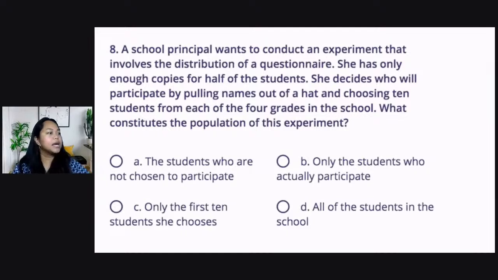Okay, which one is the correct choice for number 8? Okay, I see B's and D's. B na to. Aha. May mga nag-change na ng answer.